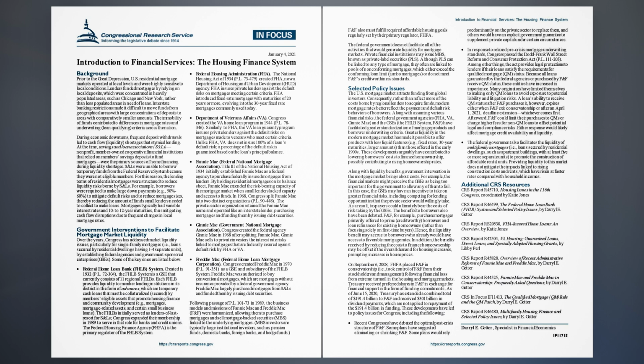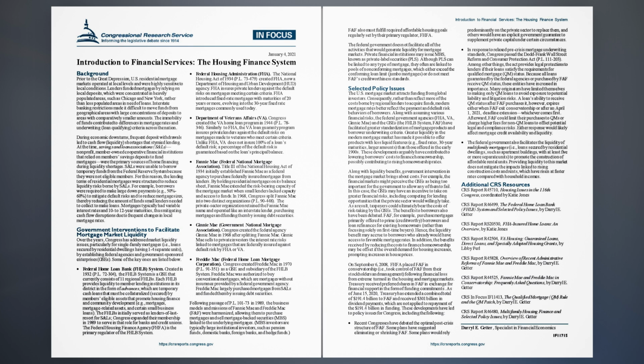At the time, savings and loan associations (S&Ls), nonprofit, member-owned cooperative financial institutions that relied on members' savings deposits to fund mortgages, were the primary sources of home financing during liquidity shortages. S&Ls were unable to borrow temporary funds from the Federal Reserve System because they were not eligible members. For this reason, the lending terms of residential mortgages were structured to reduce liquidity risks borne by S&Ls.